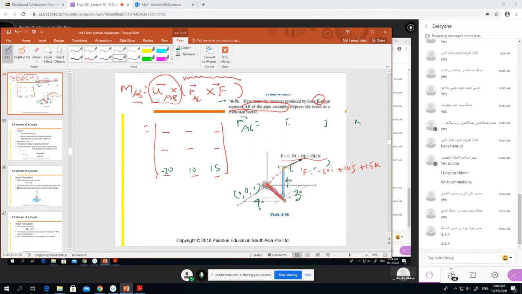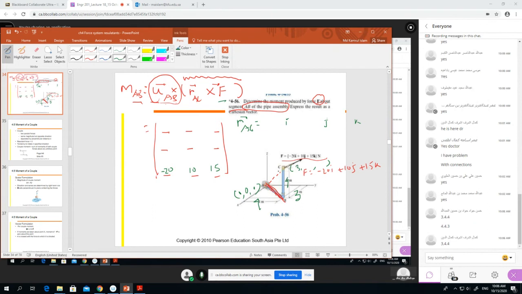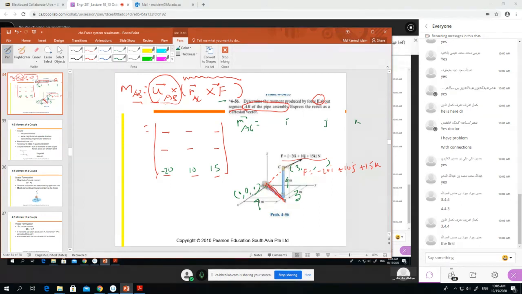Here the x direction is 3. Someone said 4, 4, 3. Which one is correct? Hussain Jawad, you gave two answers, but the first was actually correct. So the x direction is 3, the y direction is 4, and the z direction is 4. So 3i plus 4j plus 4k. So r equals, we write down here 3, 4, and 4.